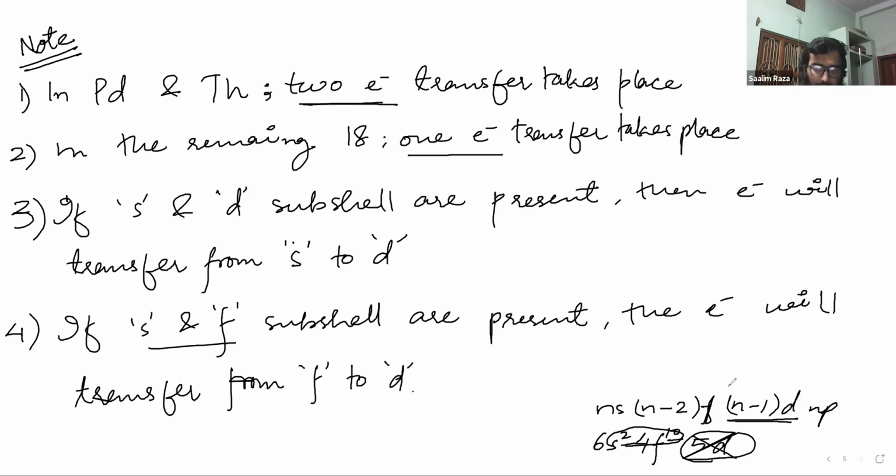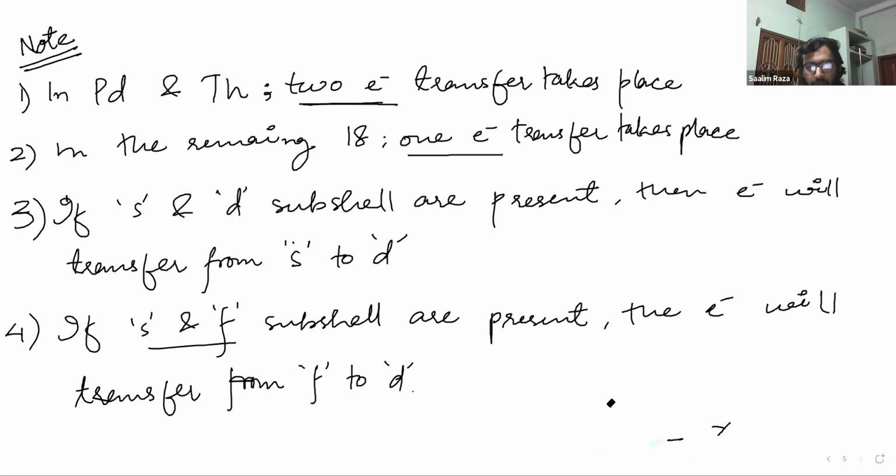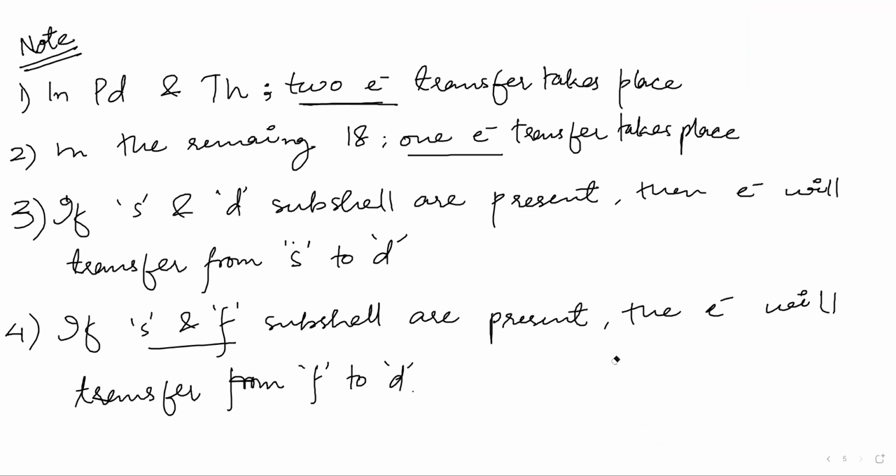And if this electronic configuration is in one of the elements from the 20 exceptional cases, now the 10 electrons from F will transfer to D. First write this, then we will do some examples. You will get a better picture. Done, sir? You have noted this down?